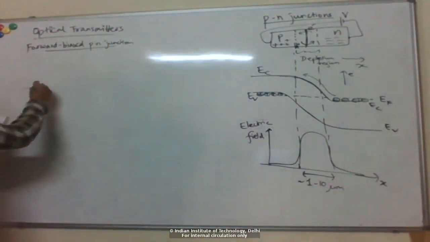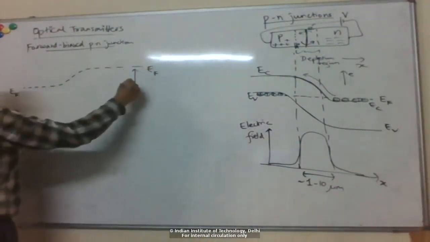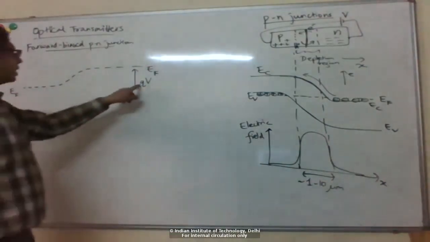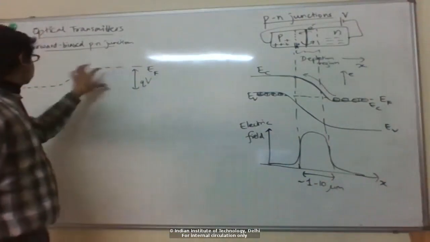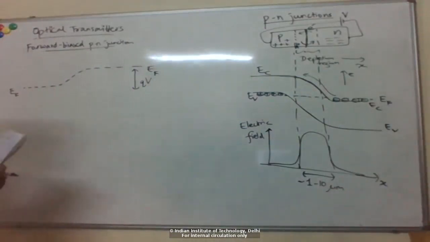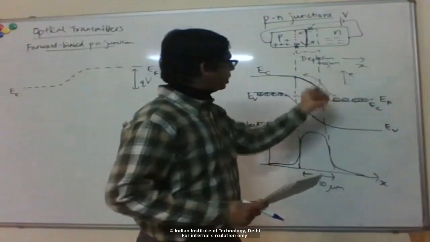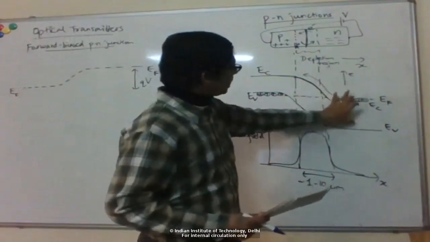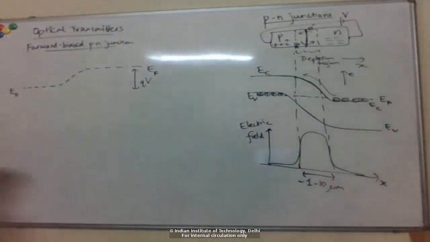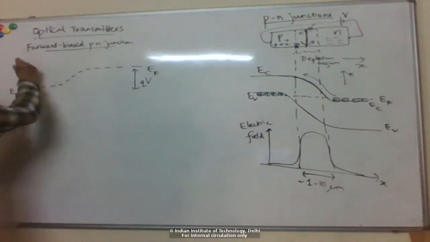So if you look at the Fermi level now, there is a difference between the P and N sides, which is the amount of voltage I apply. So the electronic charge times the voltage I apply is the difference in the energy. If this shifts up by V, you can see that this band will shift up by V. So this barrier will be lowered by an amount V. So you can see this will become like this.